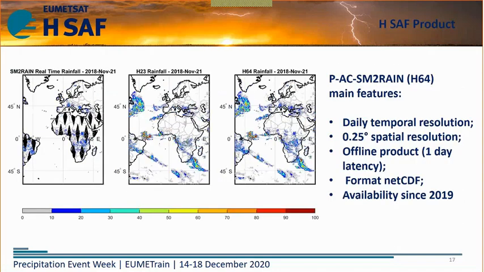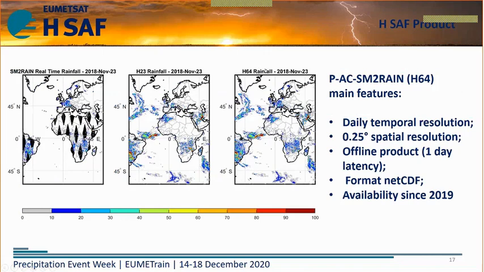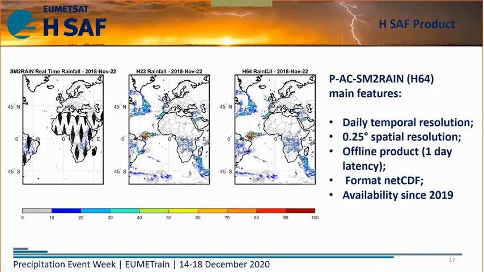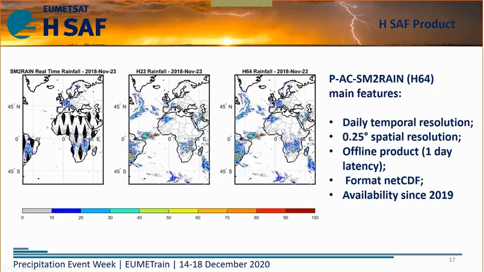And at the end, we can obtain the H64 rainfall over the MSG full disk. And here you can see, for instance, that SSM-derived is able to capture this rainfall event, for instance, over France, here, or over Sweden, for instance, while H23 is able to characterize the storm over the Sahara Desert that is completely missing over SSM-derived data.